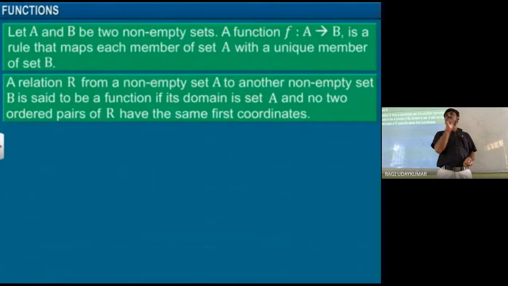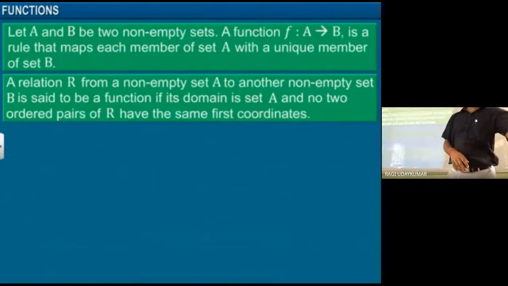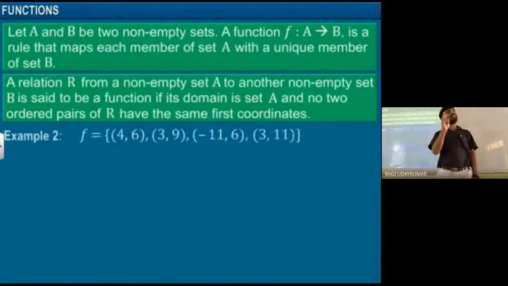Suppose first में 1 है, 1 is related to 2, 1 is related to 3, then the ordered pair you are going to have is (1, 2) and (1, 3). So 1 is having 2 images. We call that 1 is having 2 images. So it should not have 2 images. The first coordinate should not be the same. So this is the condition.